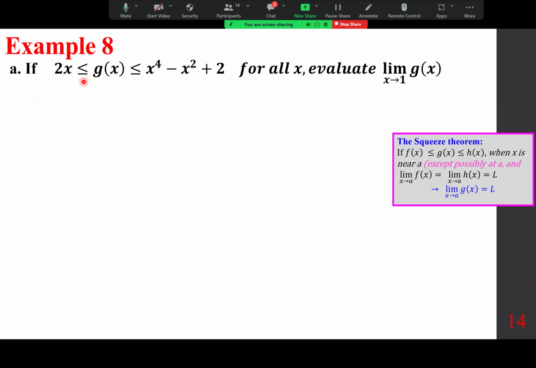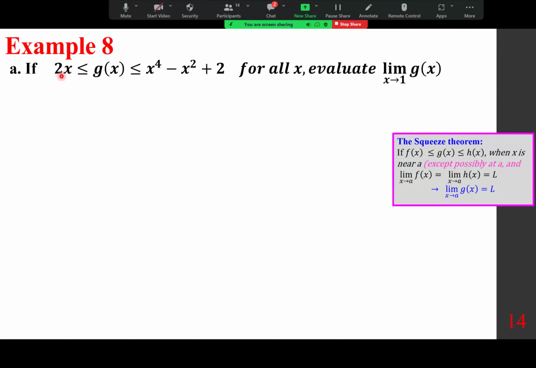All right, we are interested in finding the following. If g of x is between 2x and x to the power of 4 minus x squared plus 2 for all x, evaluate the limit of g of x as x approaches 1. And we're going to use what is known as the squeeze theorem. If you recall, the squeeze theorem basically says if a function is between two other functions, when x is near a, for example, x possibly at a, and the limit of each one, this one, f of x as x approaches a, and this one, the limit of h of x as x approaches a is the same thing, doesn't matter what L, then the one in the middle, the limit of g of x as x approaches a must be the same, namely L. So that's what we are going to look at.